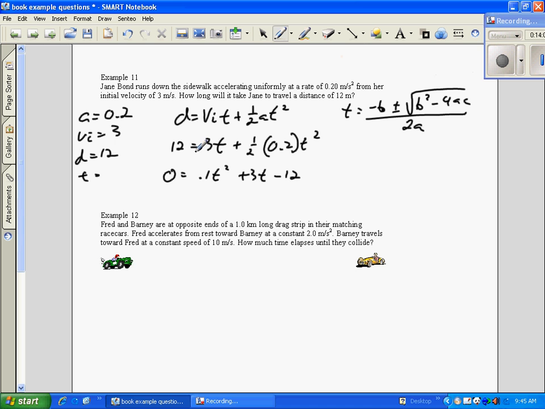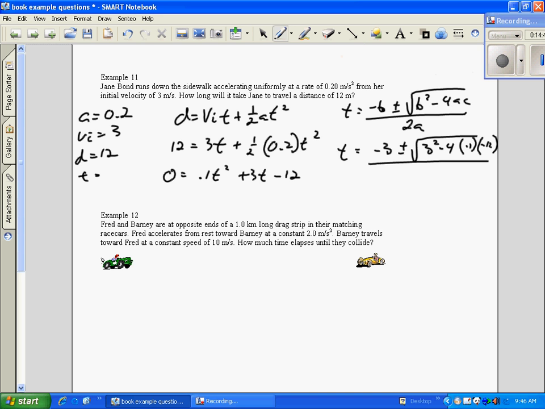Which one is b? Just the 3, actually. So that's going to be minus 3 plus or minus the square root of 3 squared minus 4 times a, which is 0.1, and c is minus 12, all over 2 times a, right?